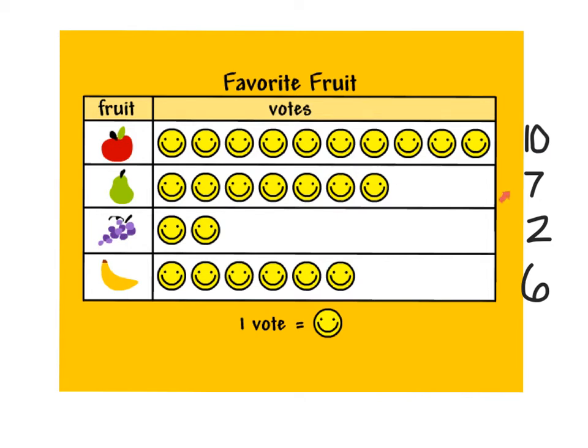Pears. We look here and we see 7. We could have counted, and you can kind of see that that's 1 more if we were comparing. But 1 more person chose pears over bananas. And that's always important, because my next question might be, how many more people chose apples over pears?